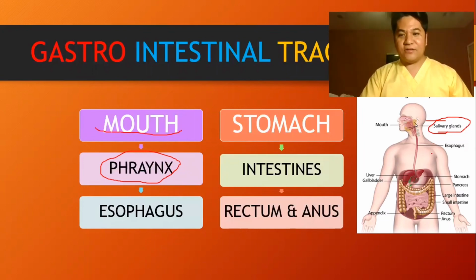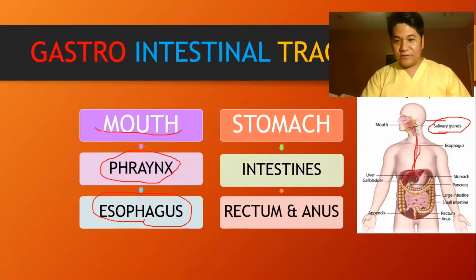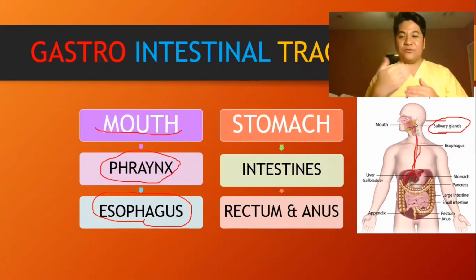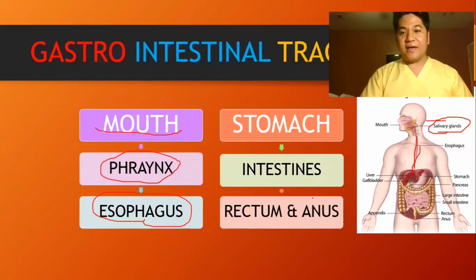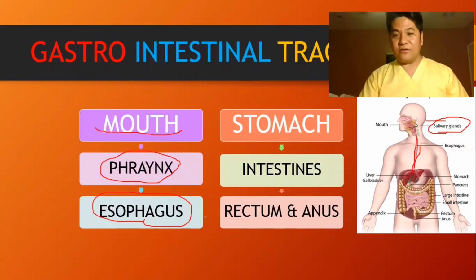Let's go to your esophagus. The esophagus is the pathway, like a long tube that controls the entrance of food to your stomach. Food will not go back to the mouth because of the barrier called the esophageal sphincter. So that's the function of your esophagus. Just in case you have a problem with that, you can have GERD or gastroesophageal reflux disorder.